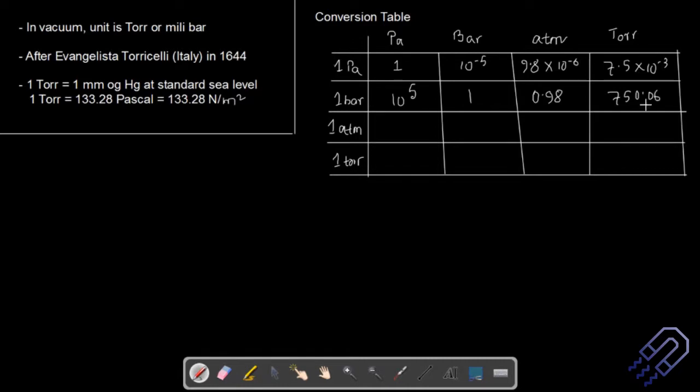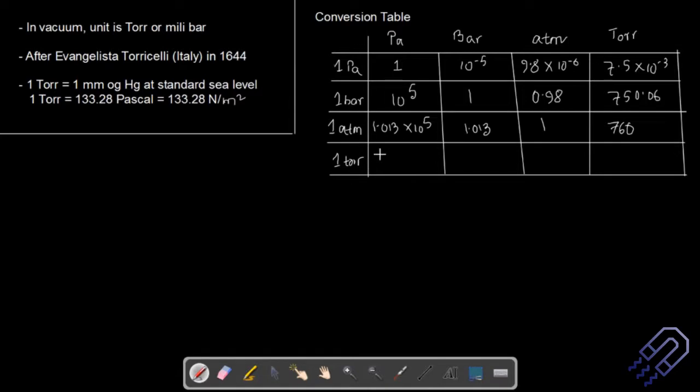Usually this is helpful when you want to do your calculations fast and don't want to get stuck with conversions. Maybe 10 to the power 5, 1.013. You can do the calculations. This is 1, and this is 760. That's it.